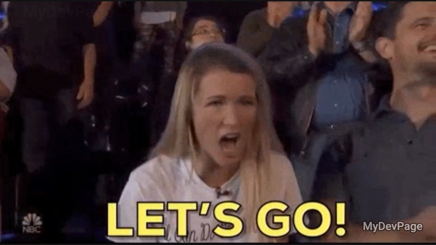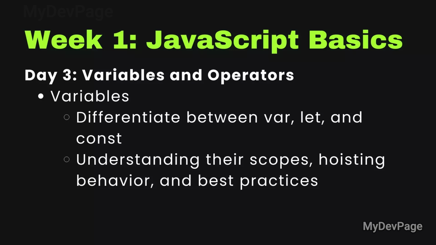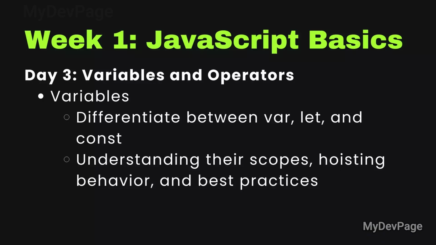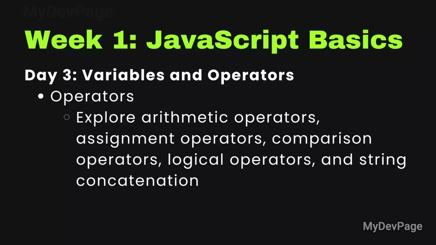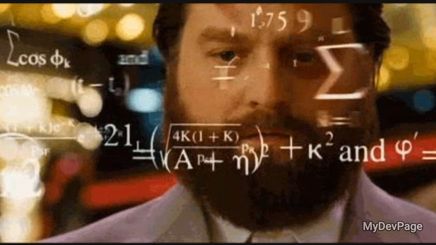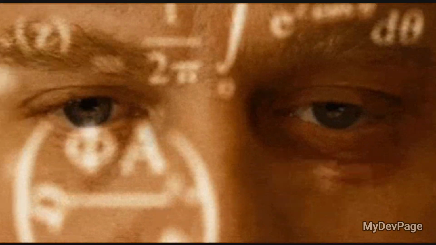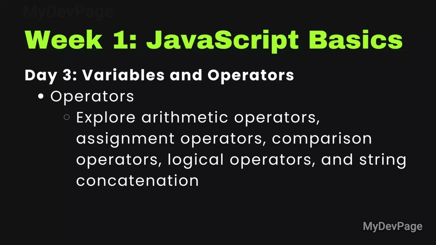Day 3, variables and operators. The main 3 variable declarations are var, let, and const. Understand the similarities and differences amongst the 3. Add in things like hoisting and overall best practices, and you'll be off to a great start. After variables, focus on the different operators. There are some key arithmetic operators, assignment operators, comparison operators, logical operators, and string concatenation.